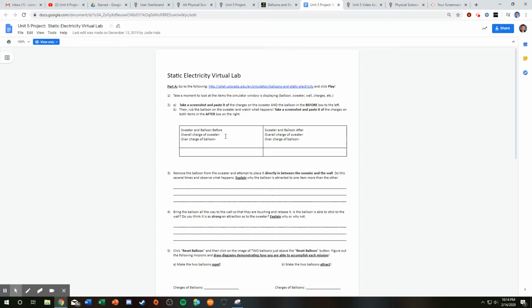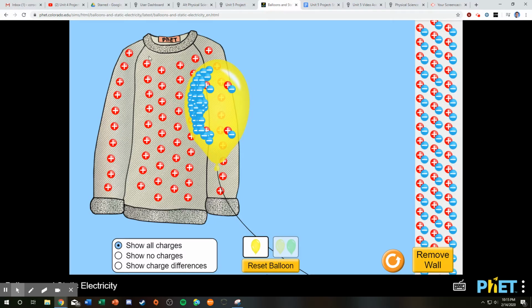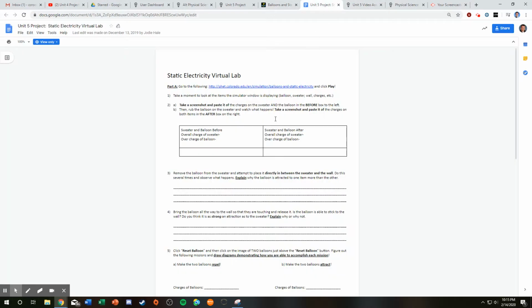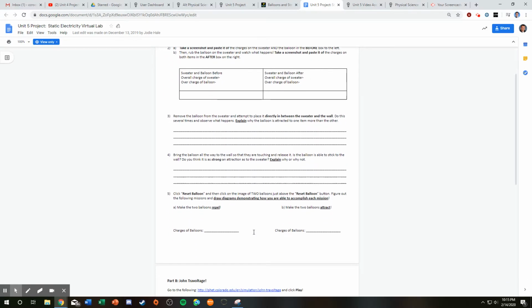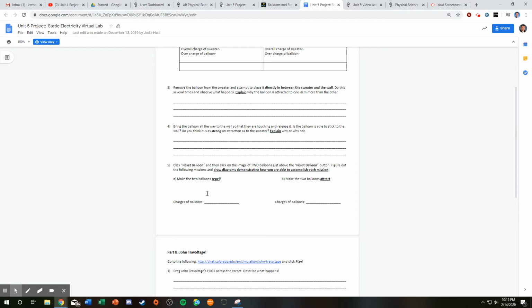Anyway, you'll do that. What's the overall charge of the balloon after? It says to take a screenshot of this afterwards, so I'd do the same thing: take a screenshot, paste it down here, and answer those questions. It's got a couple questions that are pretty straightforward.